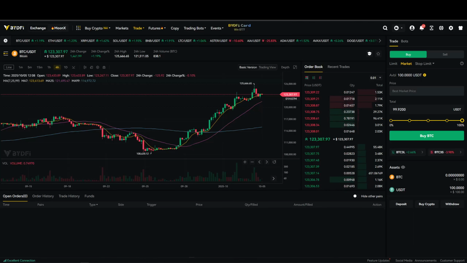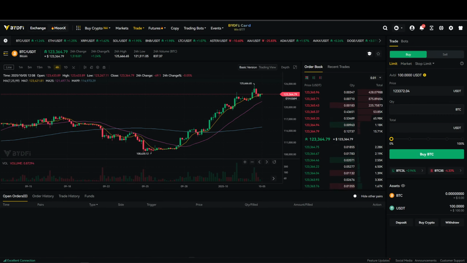But anyway, if I was to do this and hit buy Bitcoin, it would buy it for me. Same thing if I hit sell, and I have $100 worth here and I hit sell BTC, it'll sell it all for me immediately. So let's look at limit. Limit orders are very simple to set up. I will show you one that could play out.